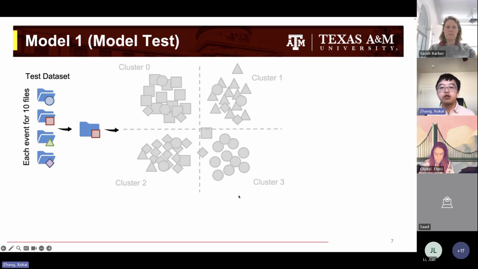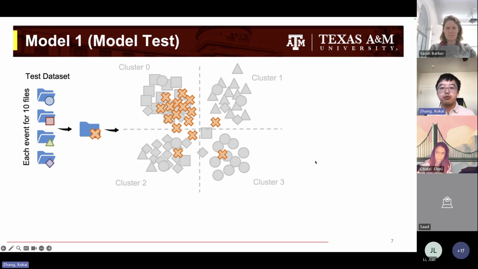To test our model, we used 10 files from each event to create a test dataset. We took 1 file at a time, removed its original label, and fed it into the model. This produced a distribution like the one shown here. From the results, we can see most of the data belongs to cluster 0.